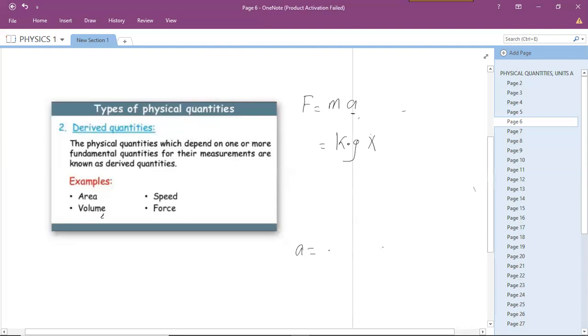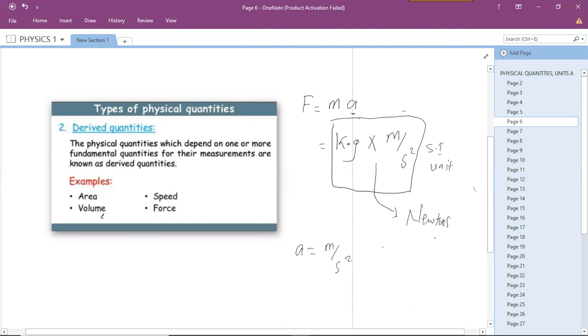Acceleration is the rate of change of velocity with time, and it's measured in meters per second squared. So therefore, where there is acceleration, we put meters per second squared. So this here, kg times meters per second squared, is the SI unit for force. We don't say it like this, we just simply say newtons. 1 Newton is 1 kg per meter per second squared. So this becomes the SI unit for force.